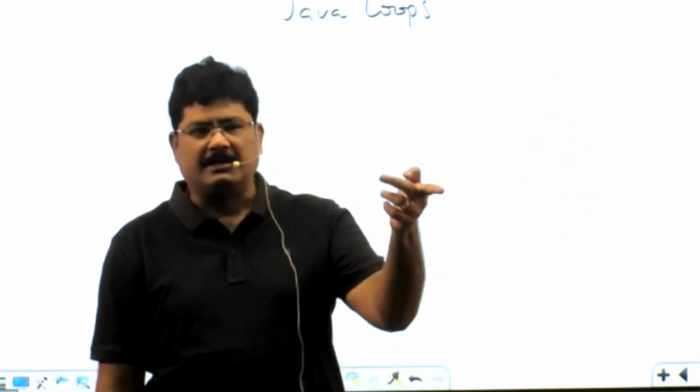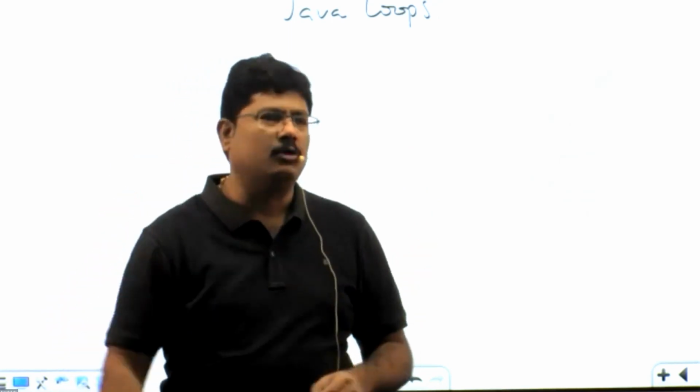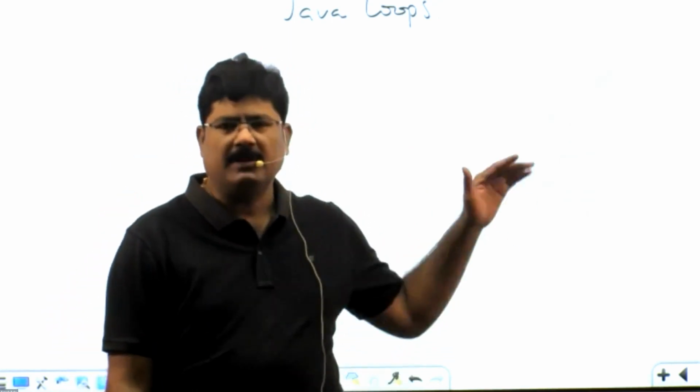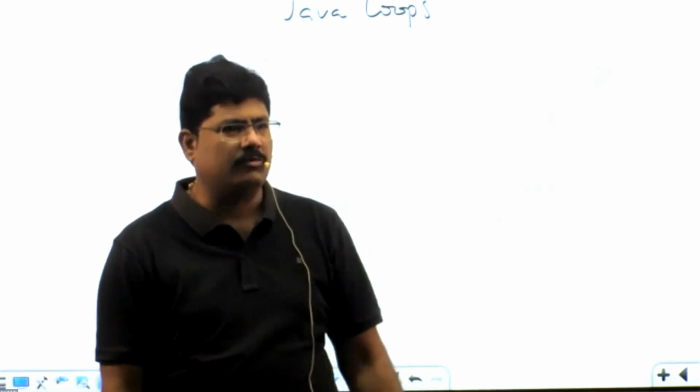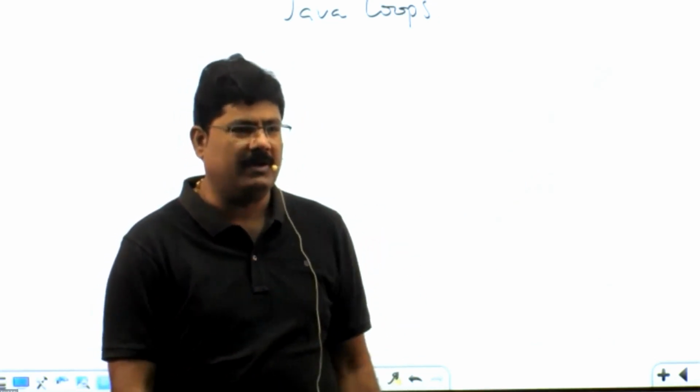While loop is a condition-based looping, for loop is a number of iteration-based looping. While explaining the code, I'll give good examples to understand when to go for while, when to go for for.